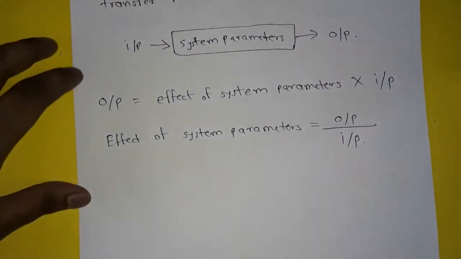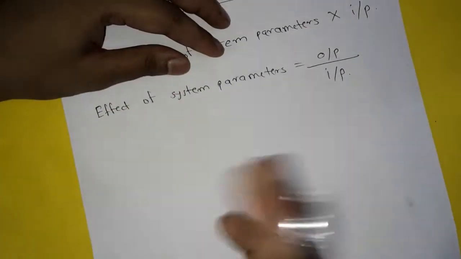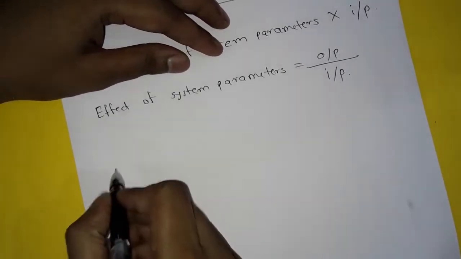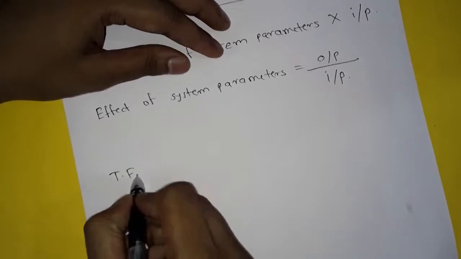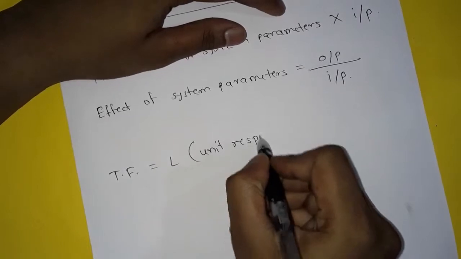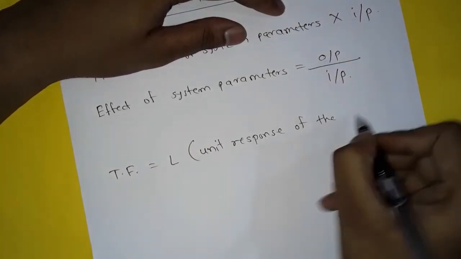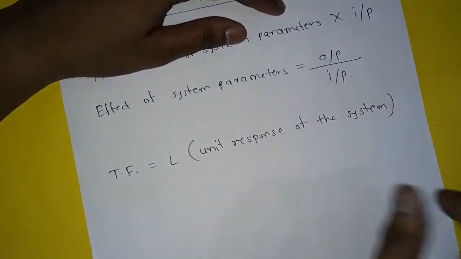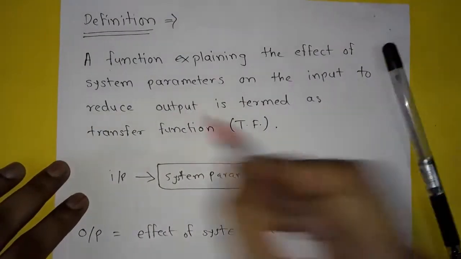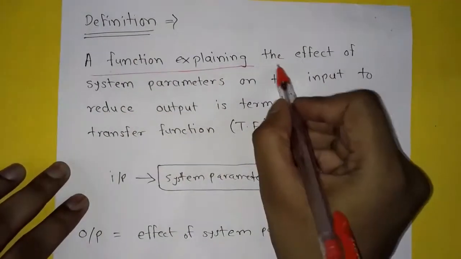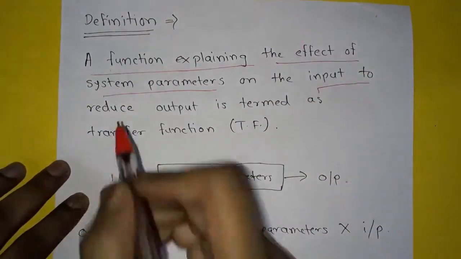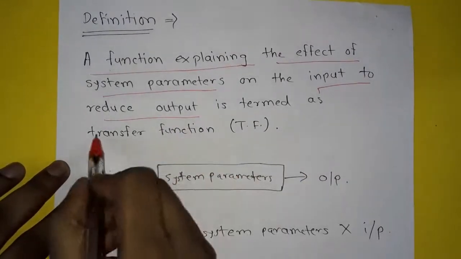Transfer function is the Laplace of unit response of the system, that is, here transfer function is equal to Laplace of unit response of the system. The theoretical definition of transfer function is: a function explaining the effect of system parameters on input to produce the output is termed as a transfer function.